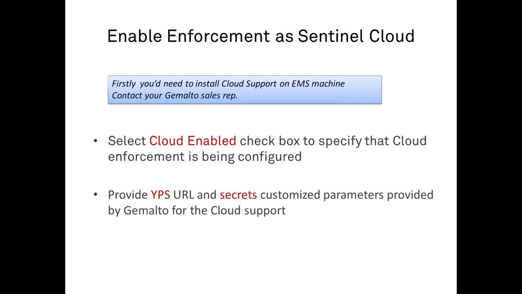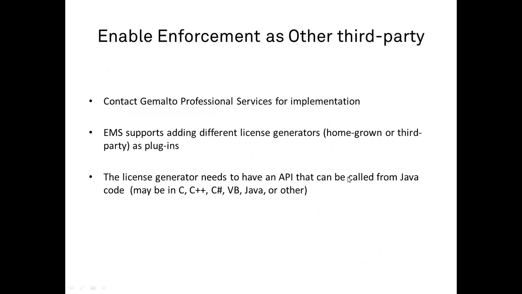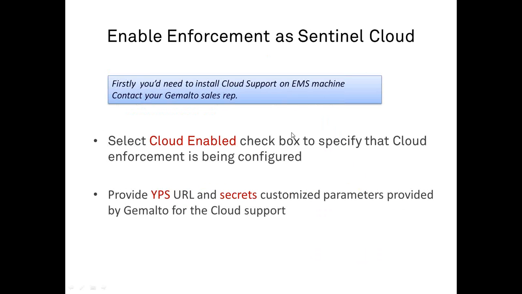The last way of enforcement is Sentinel Cloud. There is another product, Sentinel Cloud, which can be part of Sentinel EMS. In order to make the enforcement, the enforcement will be Sentinel Cloud, not Sentinel RMS, not homegrown or third party. In order to use Sentinel Cloud, first you would need to contact a Gemalto sales representative to get Sentinel Cloud enforcement, and then you'll be able to set in the configuration the cloud secrets and URL that you are provided with inside the Sentinel EMS configuration, in order to use it and create licenses of Sentinel Cloud.